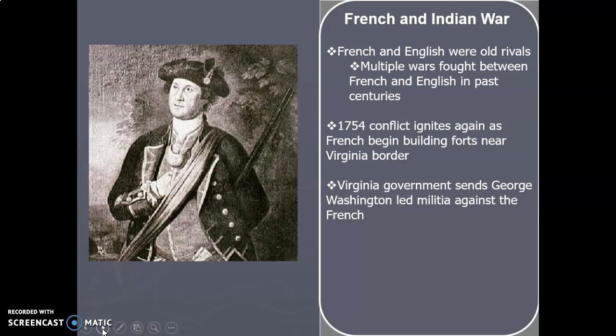However, in 1754, the conflict ignites when the French build a fort near the Virginia border. That's in today's Pennsylvania, which is Pittsburgh. They build Fort Duquesne in Pittsburgh, right there where Three Rivers Stadium used to be. And that used to be part of Virginia. And so the Virginia governor sent George Washington, this guy here, 22 years old, to go find out what was up with the French building in their territory.